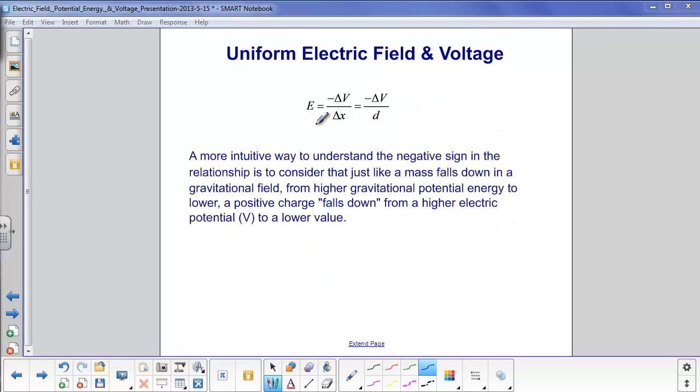So here's our equation where the electric field is negative the change in voltage over delta X, or for the plate with the distance between the two plates, you have negative delta V over D, where D is that distance. Another way to understand this negative sign is once again to go to the gravitational analogy. As a mass falls down in a gravitational field from higher potential energy to lower, a positive charge will fall down from a higher electric potential to a lower potential. So you'll always have a positive charge, for example, if it starts on 400 volts, it'll always go into that direction, where this would be 200 volts.